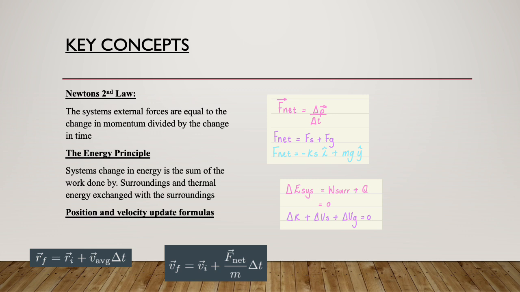Then we have the energy principle, which shows how the system will change. The change in energy is the sum of the work done by the surroundings and the thermal energy exchanged with the surroundings, which is delta E system equals work surroundings plus Q. And then finally, we have the position and velocity update formulas, which are derived from Newton's second law. The final position is equal to the initial position plus the average velocity times delta t. And the final velocity is the initial velocity plus F net over the mass times delta t.